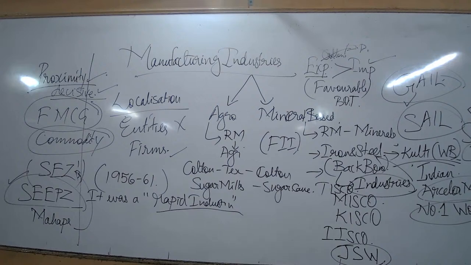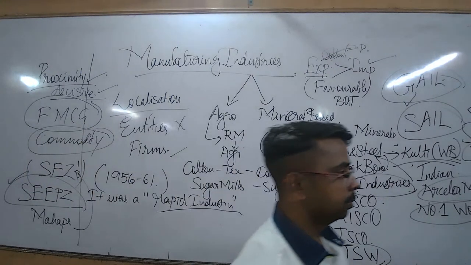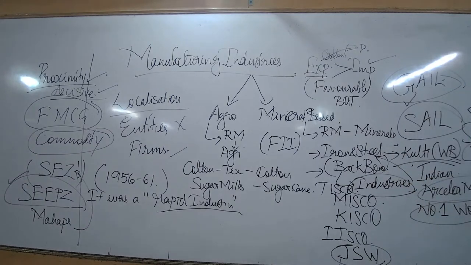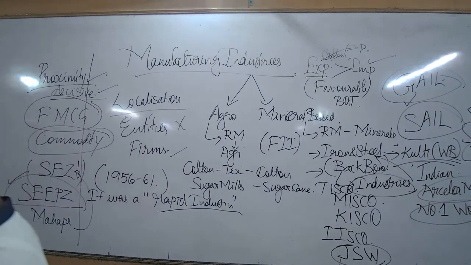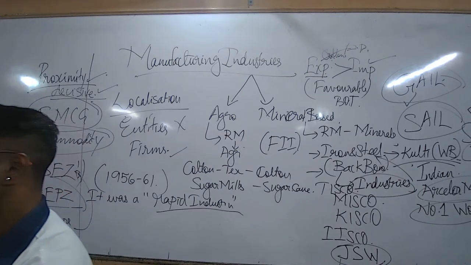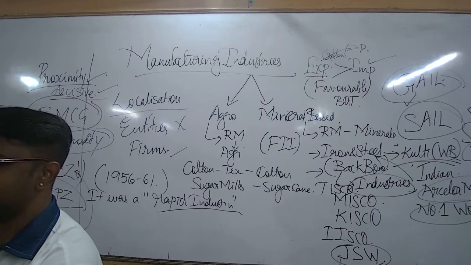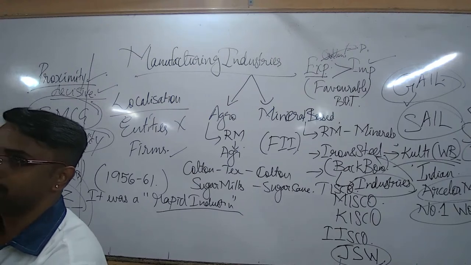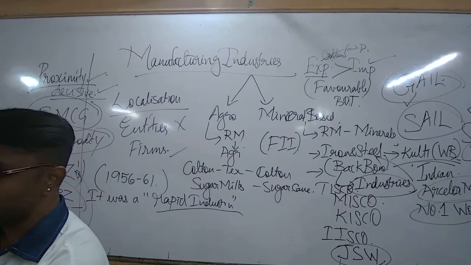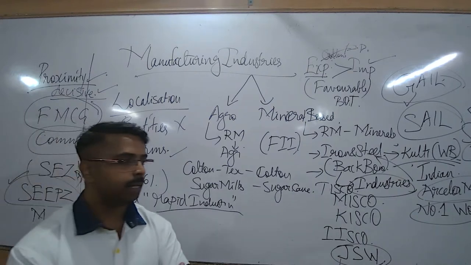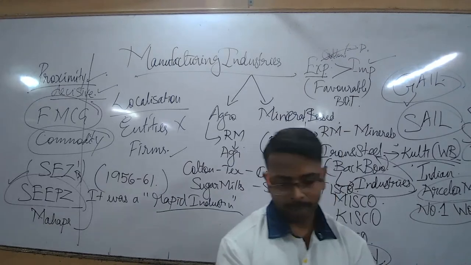Second point. Availability and supply of water and cheap energy. So what is energy here? Electricity. Availability of water and cheap energy is an important factor for agro and mineral based industries.